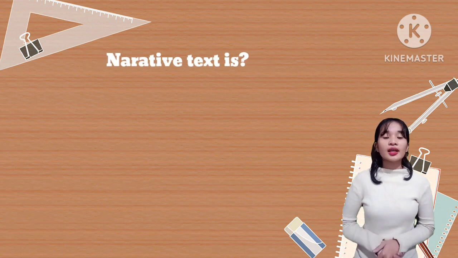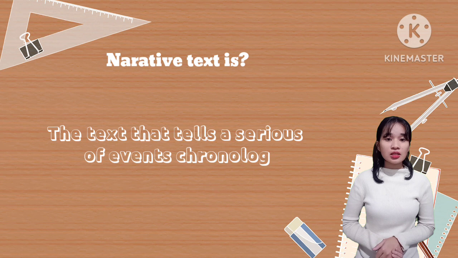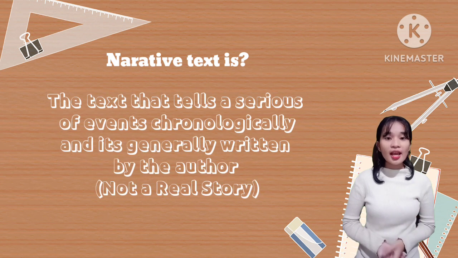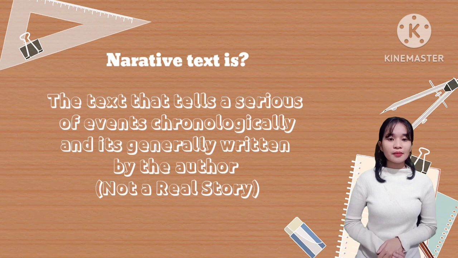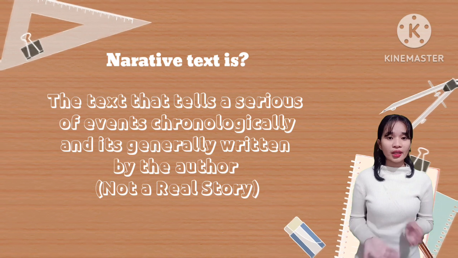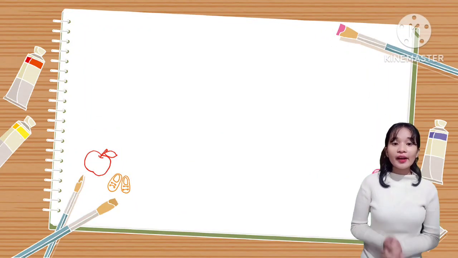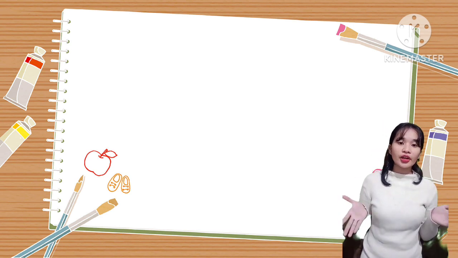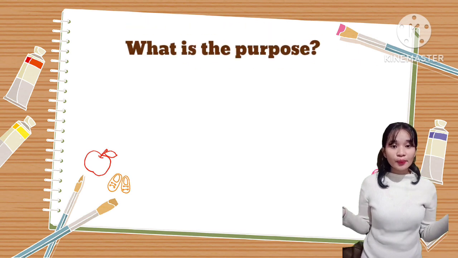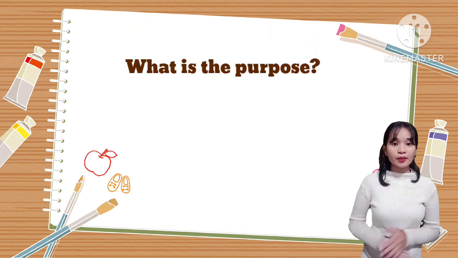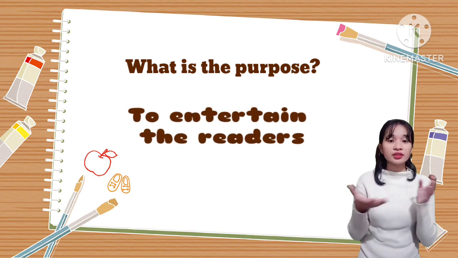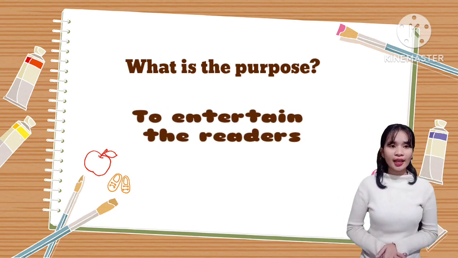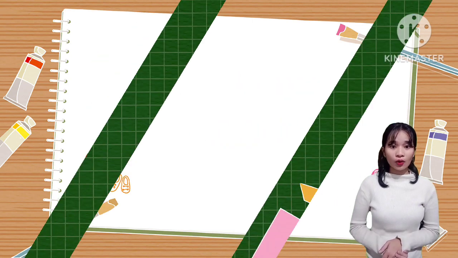Alright, now, what is the definition of narrative text? Narrative text is a text that tells a series of events chronologically, and it's generally written from the author's imagination. So, we can say that narrative text is not a real story. After knowing the definition, the next thing is the purpose of narrative text. Of course, the purpose of narrative text is to entertain the readers, whether it is fiction or non-fiction.